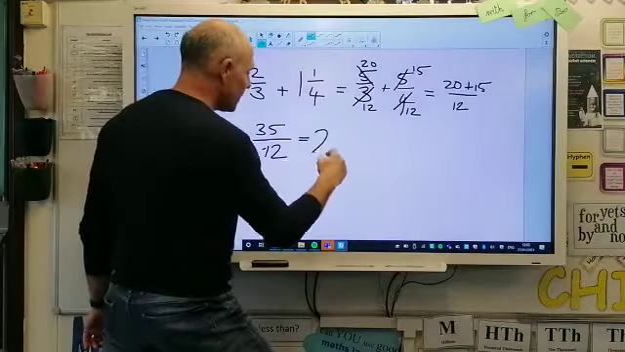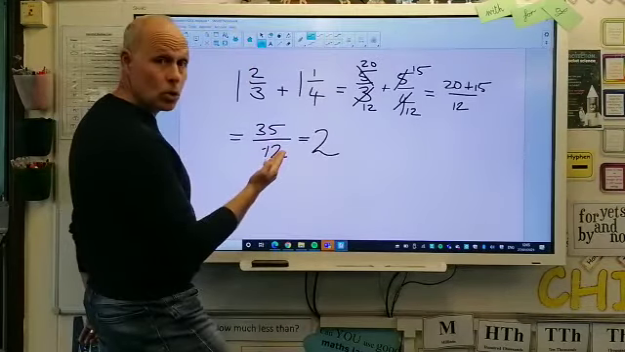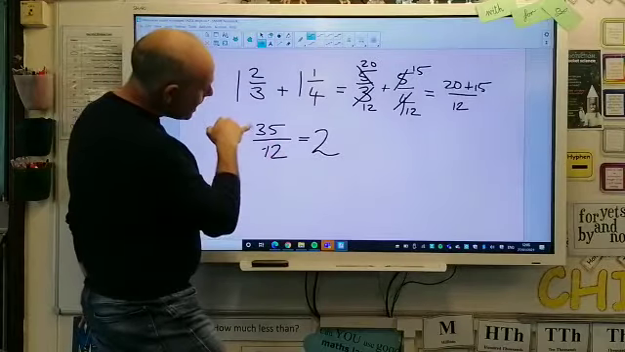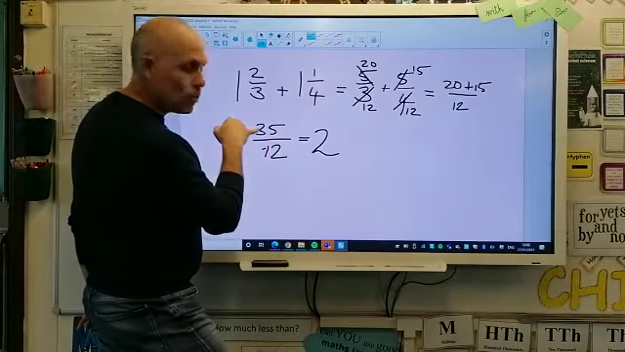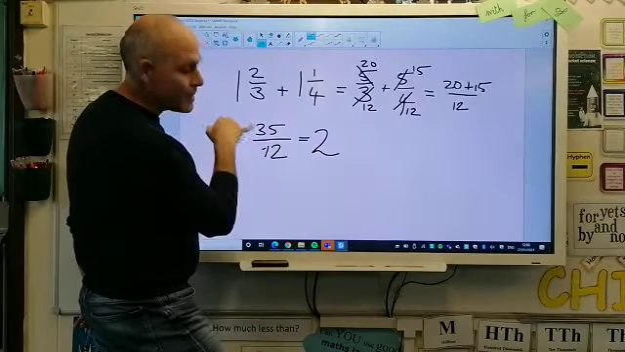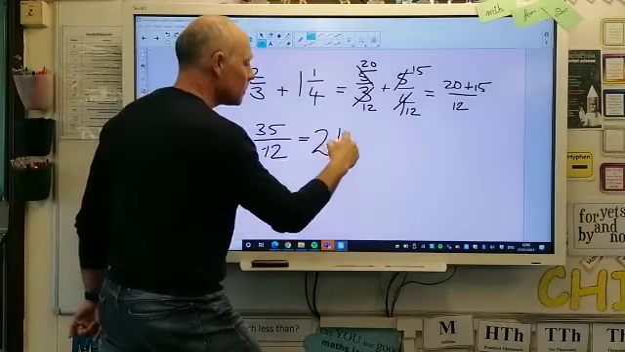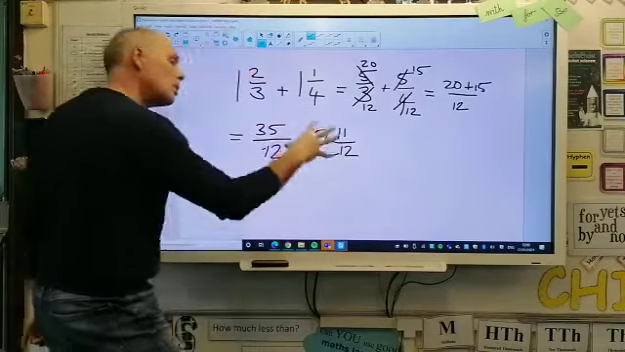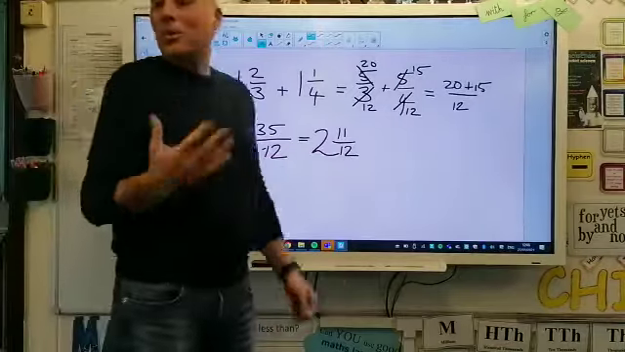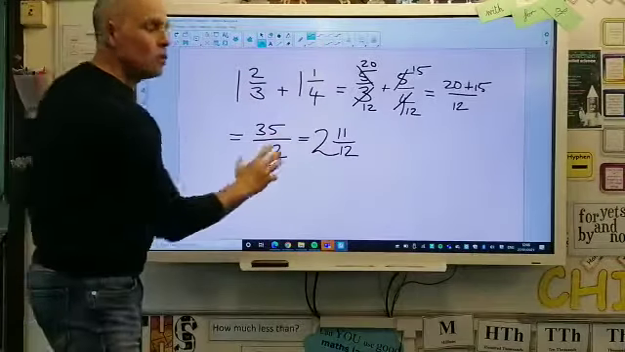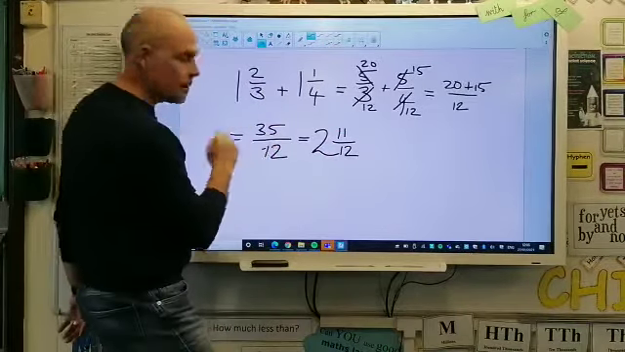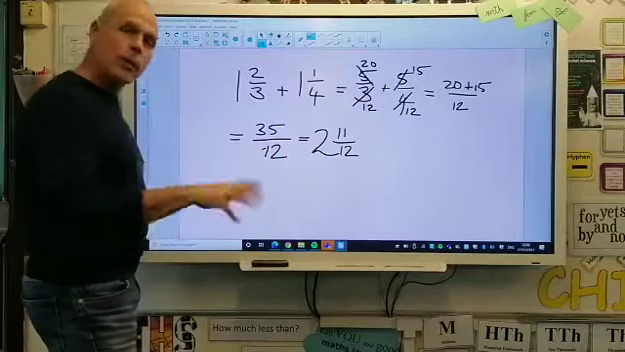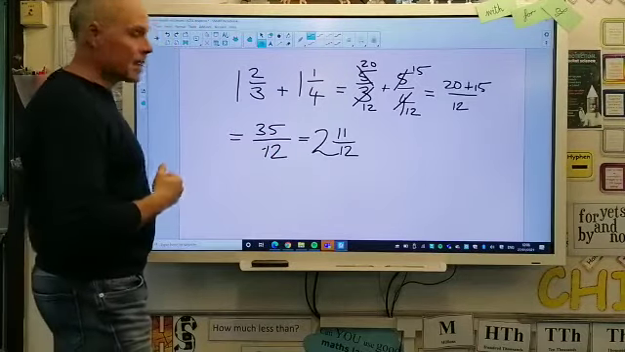2. Okay, so that's 2 lots of 12, 24. That means we're left with 11. You take that 24 away from your 35, you see that we're still left with 11 twelfths. If you do that, great, fantastic. It's always worth giving it a go, but if you don't, worry. If you get this far, that's fine. I'm happy with that. We can do the rest later on in the academic year.